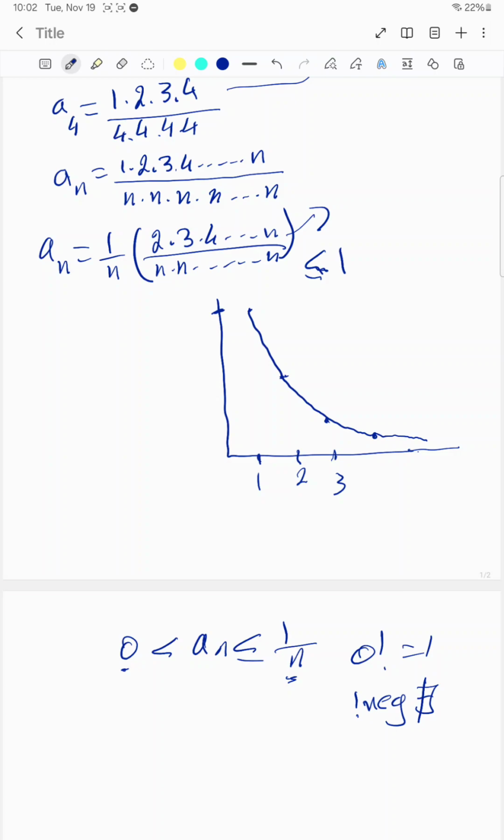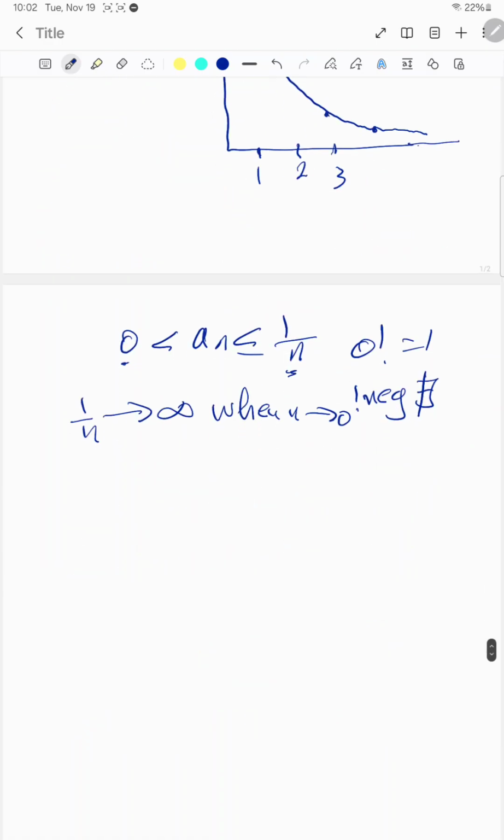So now we know that 1 over n goes to 0 when n goes to infinity. So now by the squeeze theorem, I know that my a_n goes to 0, because if this goes to 0, I have 0 less than or equal to a_n, less than or equal to something going to 0. So by the squeeze theorem, I know my a_n goes to 0, and so it converges.